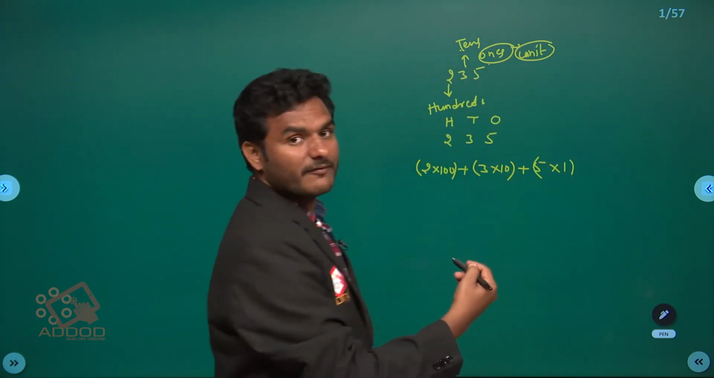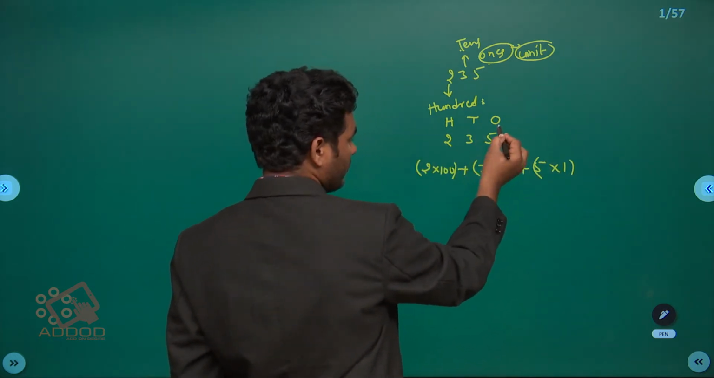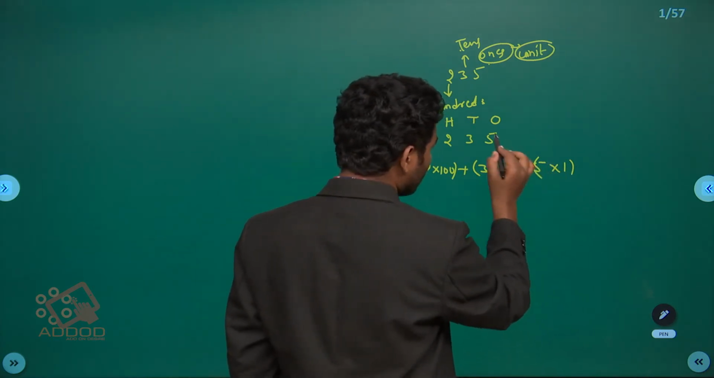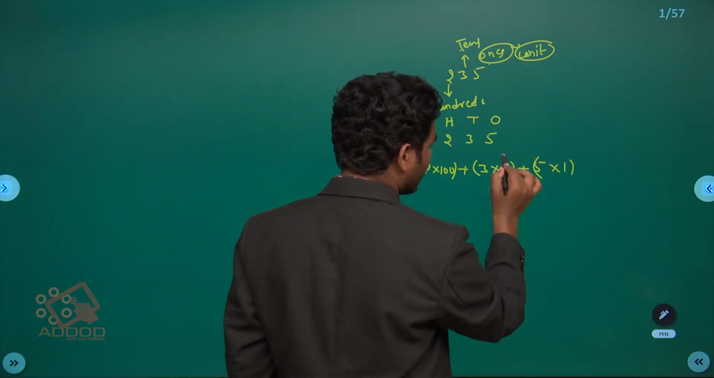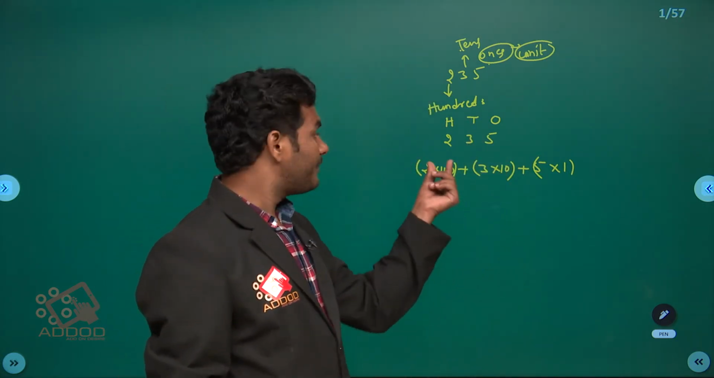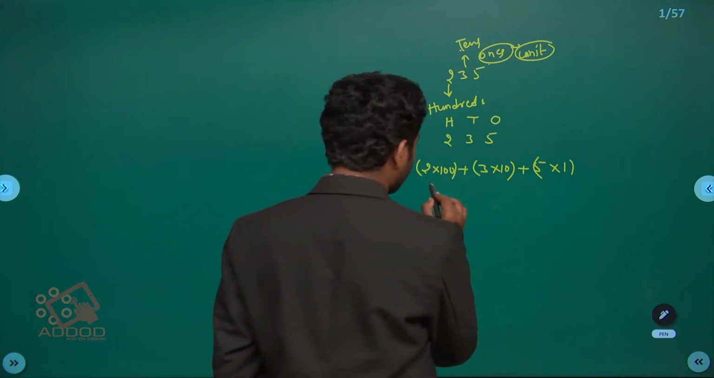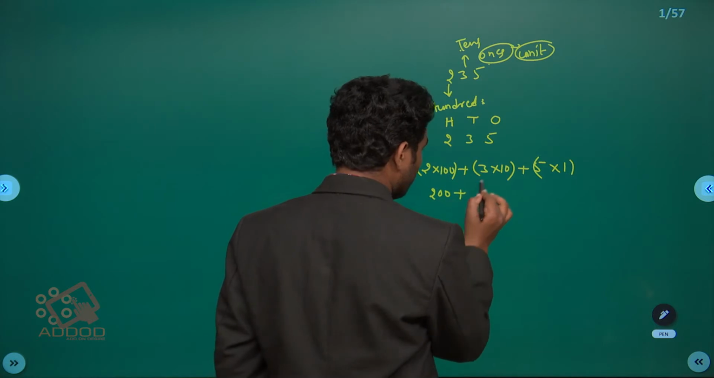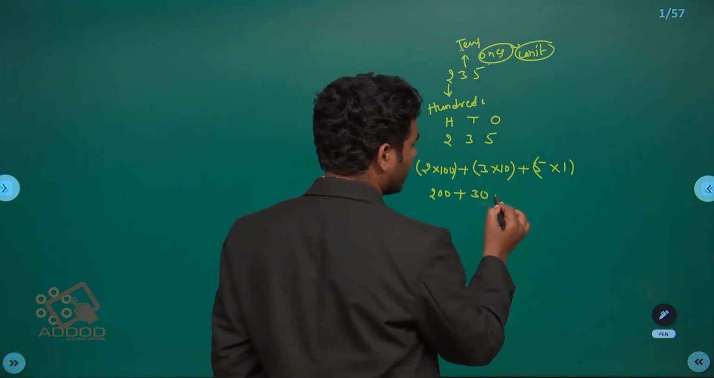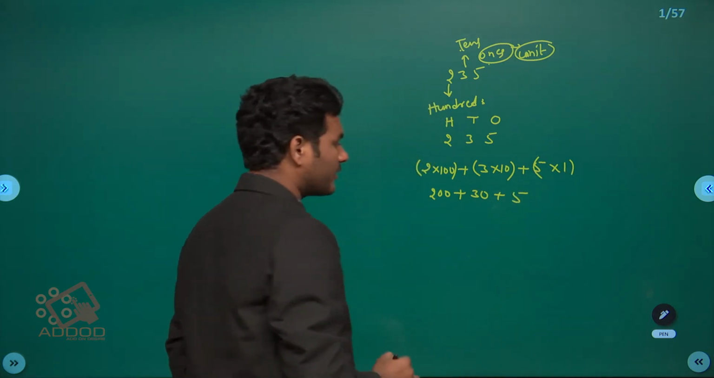Now you understood? Whenever we are coming from right to left, it is ones place, tens place, hundreds place. Here 5 is in the ones place, so 5 into 1, plus 3 is in the tens place, so 3 into 10, and 2 is in the hundreds place, so 2 into 100. So 2 into 100 is 200, plus 3 into 10 is 30, 3 tens are 30, plus 5 ones are 5.